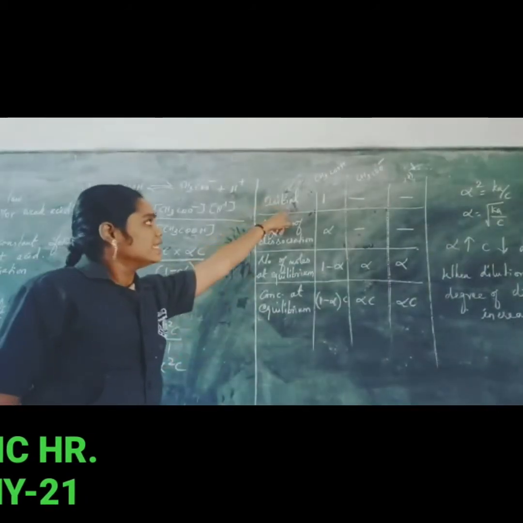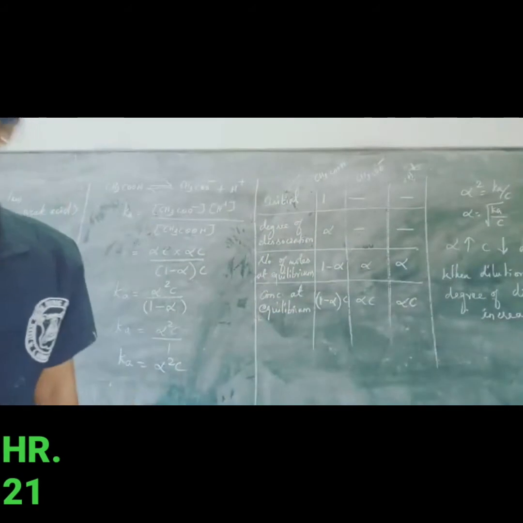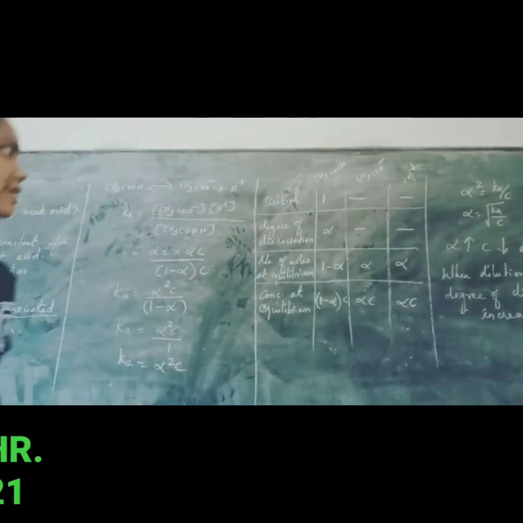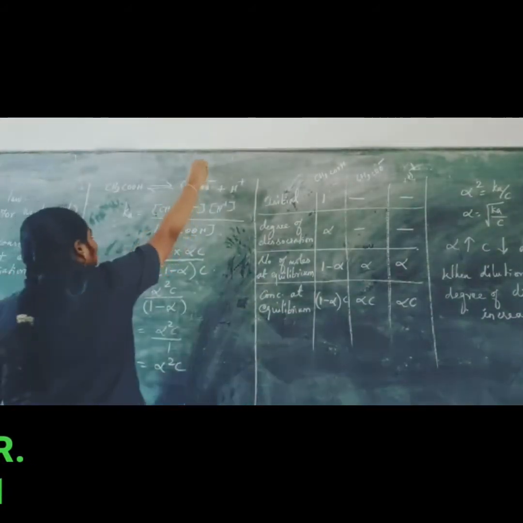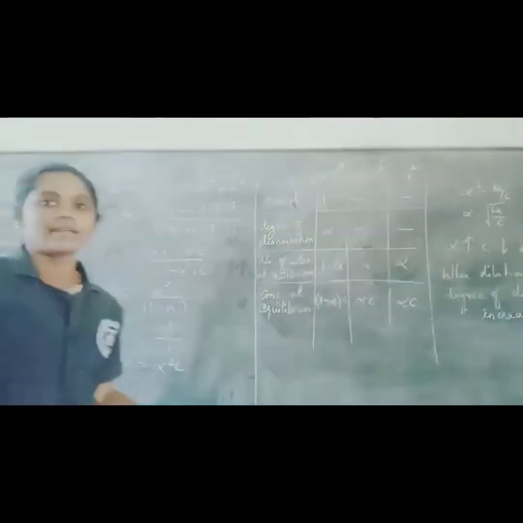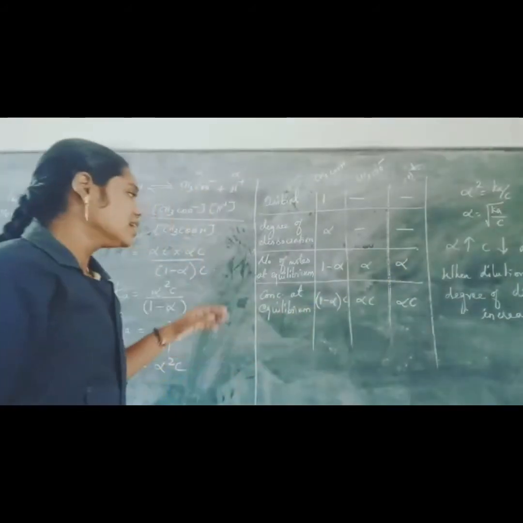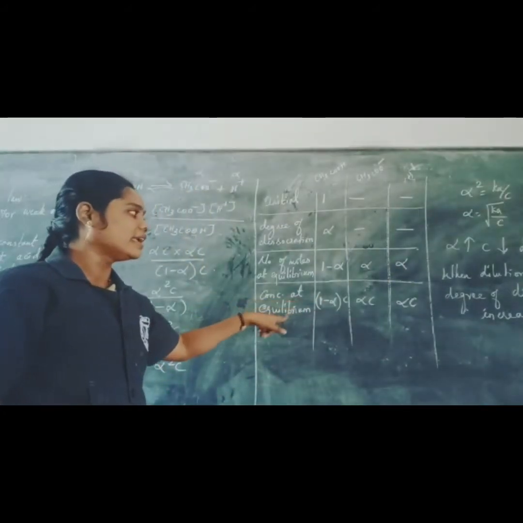And next one is number of moles at equilibrium. First initial minus degree of dissociation, so 1 minus alpha. And here this one represents alpha and this one also represents alpha, so that's why we write alpha and alpha. And next one, concentration at equilibrium.